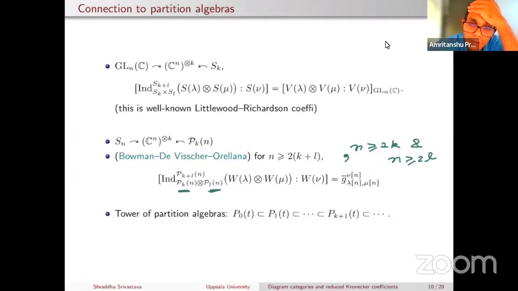And is that bar the limiting value, or the value at n? It is the limiting value, the reduced Kronecker. Sorry, there should be no n here. You're right. It should be just the reduced Kronecker.